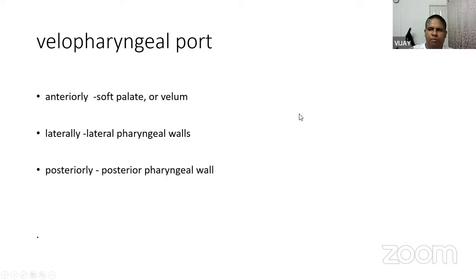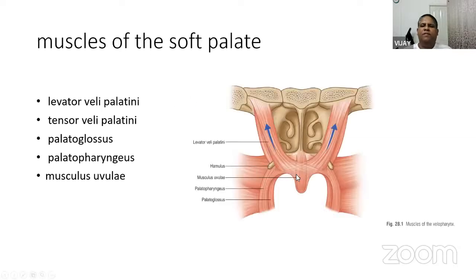The most important muscle for normal speech? The velopharyngeal port is the most important organ for speech. It is bounded anteriorly by the soft palate or velum, laterally by the lateral pharyngeal walls, and posteriorly by the posterior pharyngeal wall. Muscles of the soft palate are levator palati, tensor palati, palatoglossus, palatopharyngeus, and musculus uvulae.